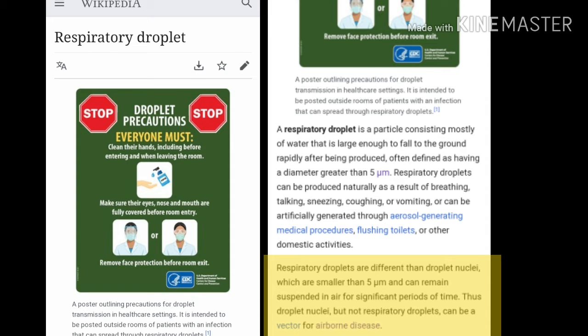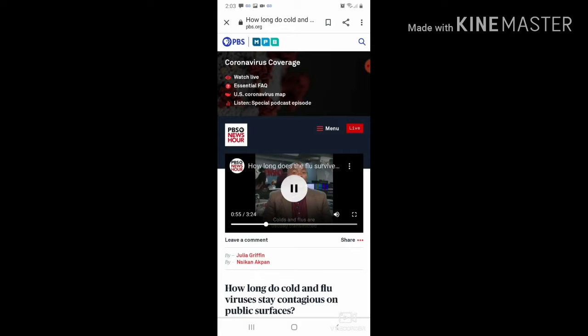So pretty much it's safe to say that your breath, talking, sneezing, coughing, even vomiting, it falls straight to the ground as soon as it comes out of your mouth. So the next thing to establish is how long does it stay on a surface?